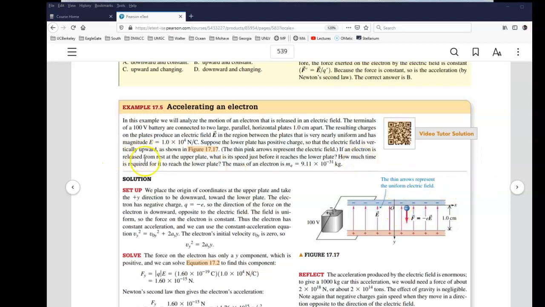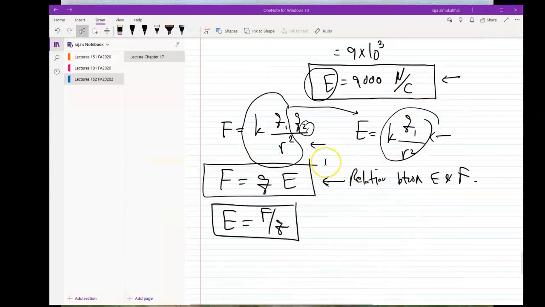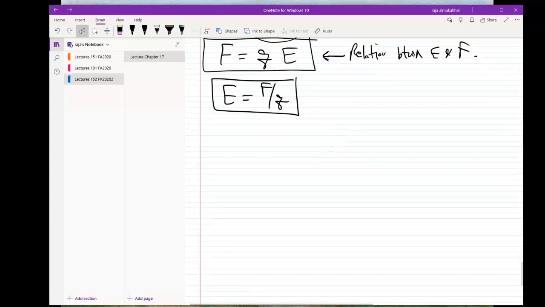So if the electron is released from rest in the upper plate, what's the speed just before it reaches the lower plate? How much time is required for it to reach the lower plate? And they give you the mass of the electron, 9.11 times 10 to the negative 31 kilogram. It's kind of an interesting problem. Before I do it, let me go back to kinematics, something that you studied back in 151.